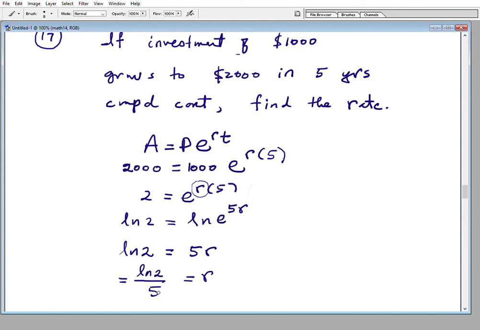Okay, so let me do that, ln 2. So it's about that.